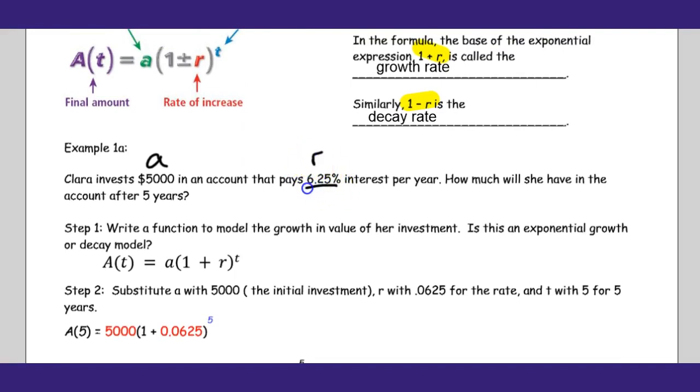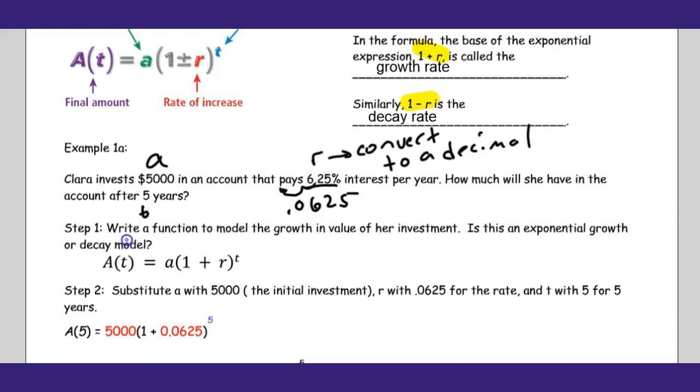But remember, what you do with all rates, all percentages, you need to convert them to a decimal. 6.25% as a decimal is going to be, remove the decimal twice, so it's 0.0625. That's my rate. And then per year, it says 5 years. So T is my time.